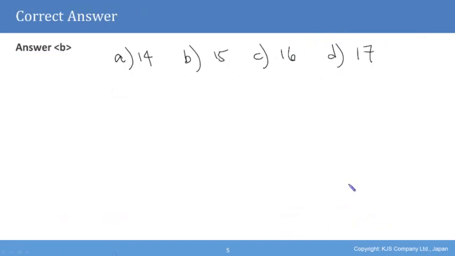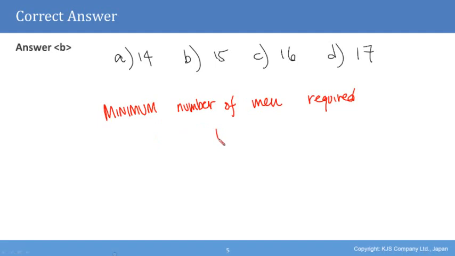So we know then that the minimum number of men, from the manpower that we calculated, which was 960, the minimum number of men required is 15 men to complete the project within 64 days. So then we know that the answer is option B, 15.